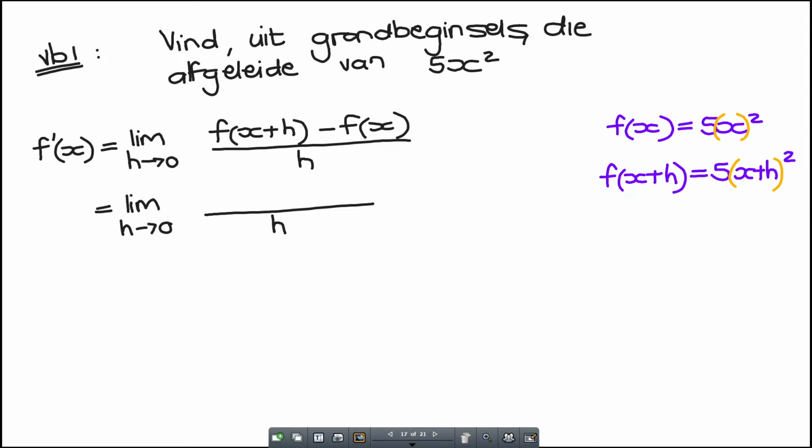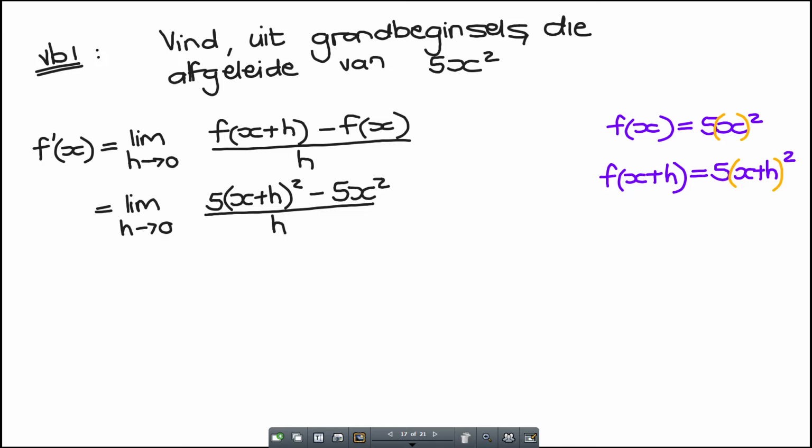So if you want, you can go and substitute that in here. So dan in plaas van fx plus h, I'm going to write 5x plus h squared. And then minus, what is fx? 5x squared. Wees nie by so ver nie. Okay, now it looks like the ones that you had for homework for today. Nee. Nou moet ons dit gaan uitmaal.